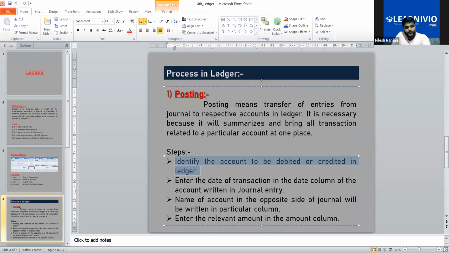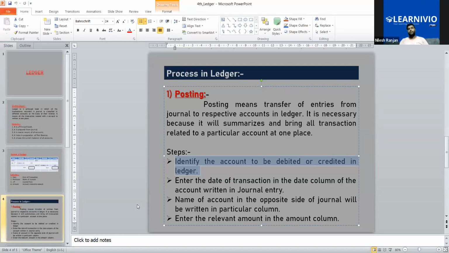So what do you mean by opposite account? I will explain. Opposite account name. Enter the relevant amount in the amount column. Opposite account means like if cash account debit to capital account, so in cash account, you will write to capital. In capital account, you will write by cash. Okay. Understand? Yes.